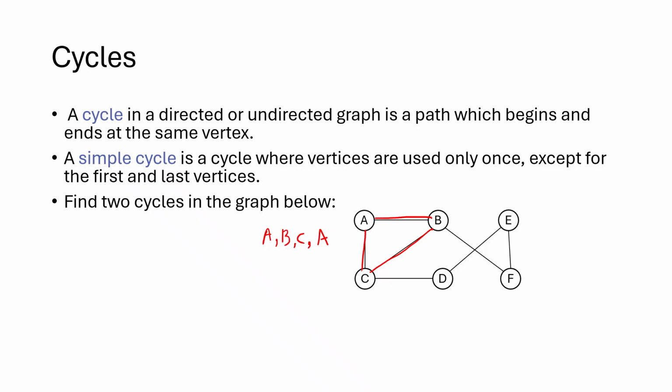And then there is another cycle going from A to C, C to D, D to E, E to F, F to B, and then finally B back to A. So here are the two cycles. And you see that except for the first and the last vertices that are the same, nothing is repeated. The same for the second cycle, which means that both of these are simple cycles.